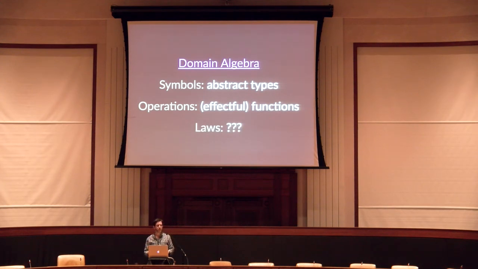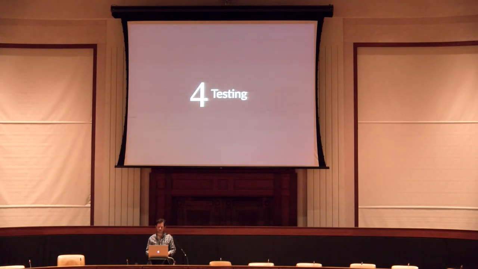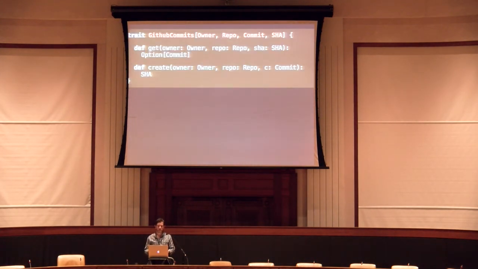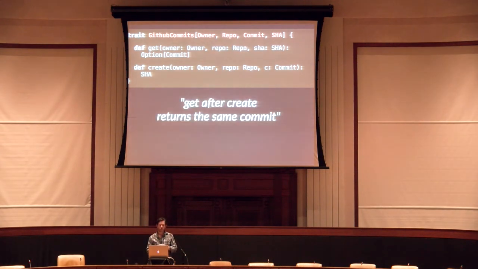But what about the laws? What are we going to say about our API? What invariant must we maintain? So I'm going to jump into that a little bit. Here's our algebra again. I'll give you one for free. What do we want to be true? We're going to write tests, and we're going to say what must be true. One thing that must be true is when you push a commit up and you read it back, you should get back the same thing. Otherwise, the world would be very confusing. So if I do a get after a create, I should get the same object back.